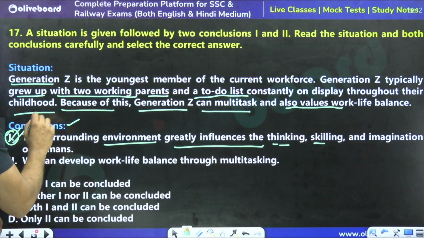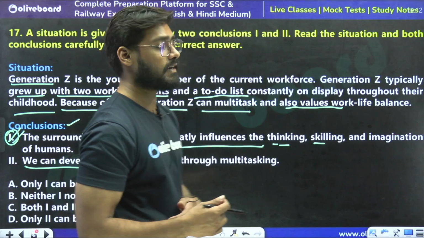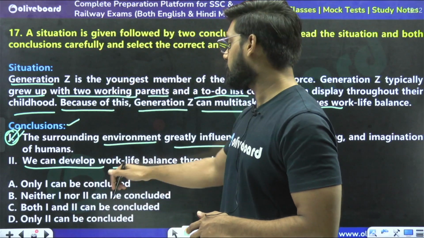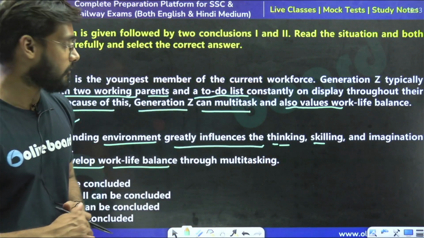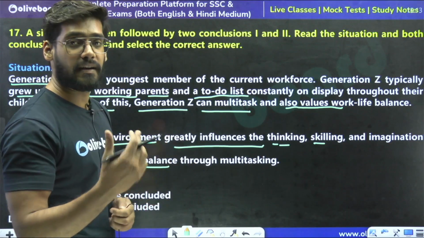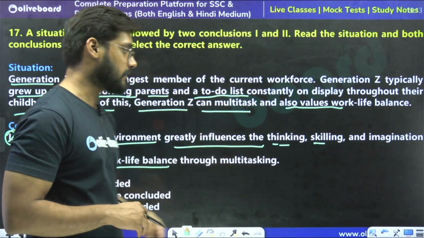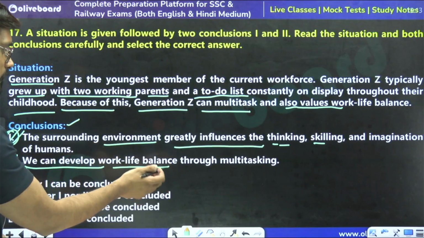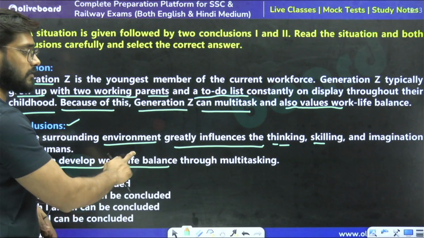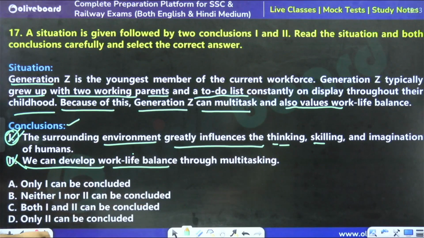So one is the right one. Second, we can develop work-life balance through multitasking. No, we cannot develop work-life balance through multitasking. We can multitask whenever we are having a proper work-life balance. So the second is wrong. We cannot develop work-life balance through multitasking; we can multitask with a proper work-life balance. Hence, one is the right one. Only one can be concluded.